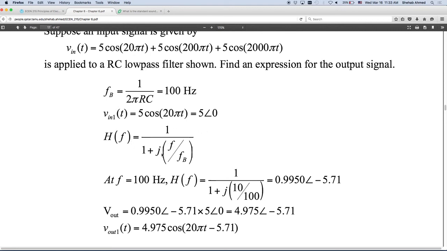So at 100 hertz, my H of f is a certain value. So this is my transfer function at 100 hertz. Why are they multiplying it by this? Yeah, 100 hertz is your break frequency, but then they change this to 100. So they're looking at V2 actually.